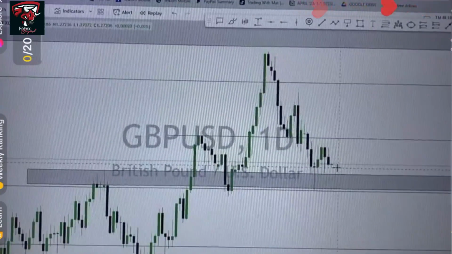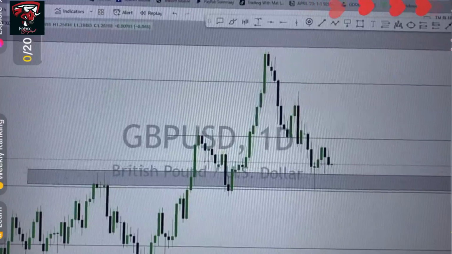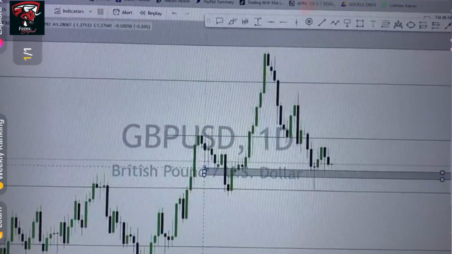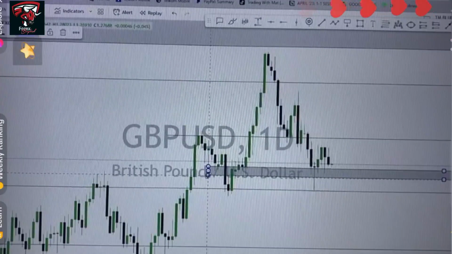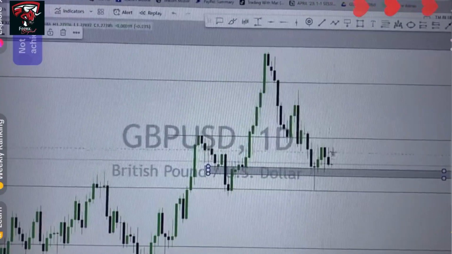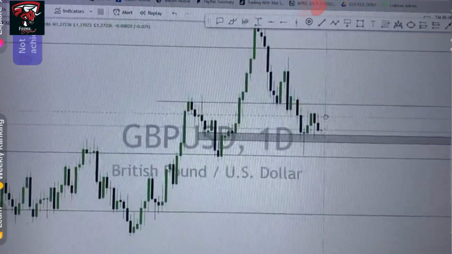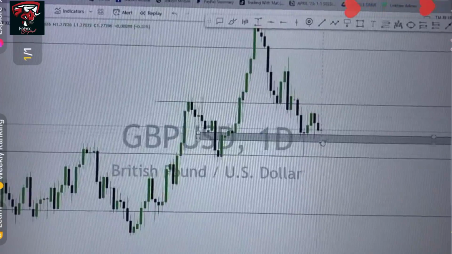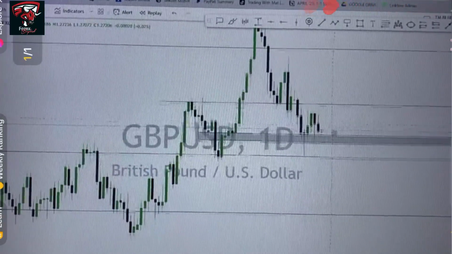Dangerous, dangerous. This is very dangerous. This was a retest. That was a double bottom. The market has no reason to come down again.